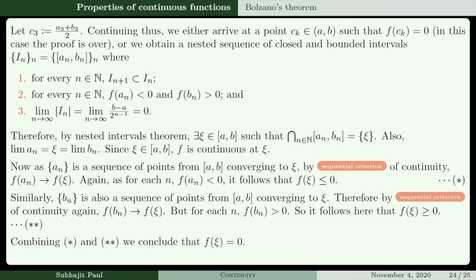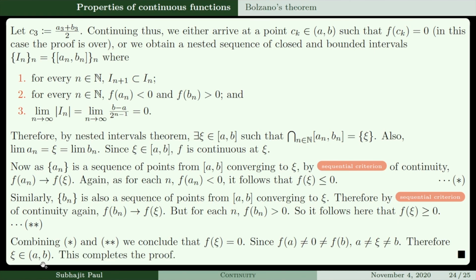Therefore, combining this inequality and this inequality, the only choice possible is that f of xi is equal to 0. Now, of course, f of a is not equal to 0 and f of b is not equal to 0, so xi is neither a nor b. Therefore xi comes from the open interval (a, b), and this completes the proof. So this is Bolzano's theorem.